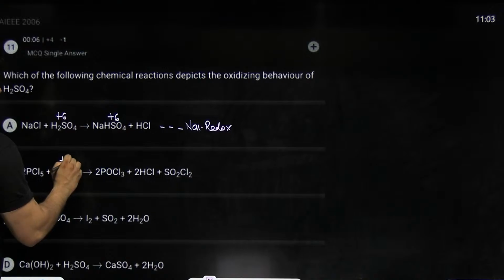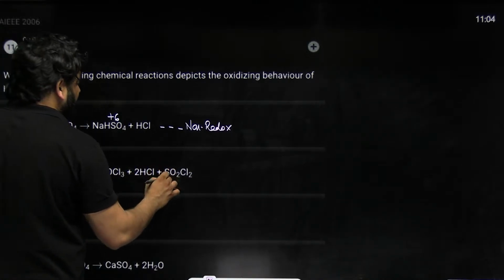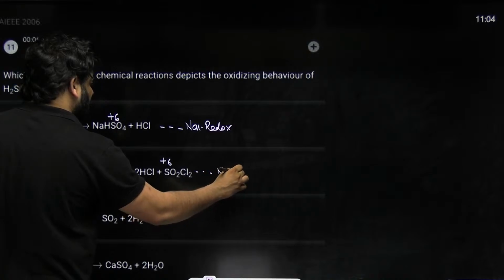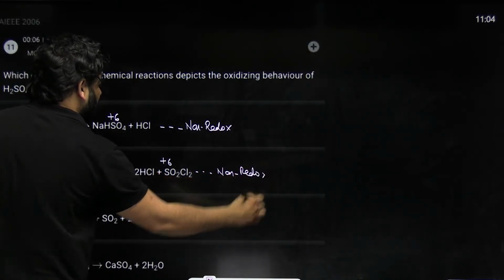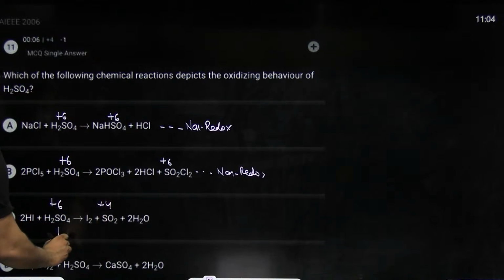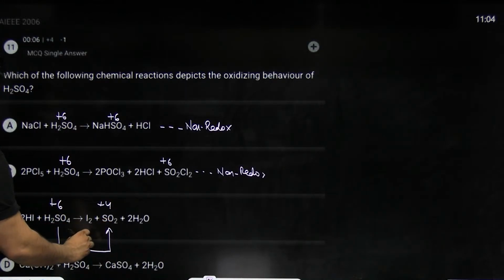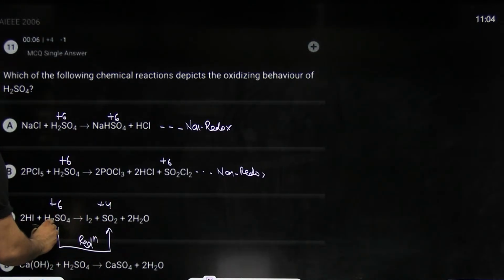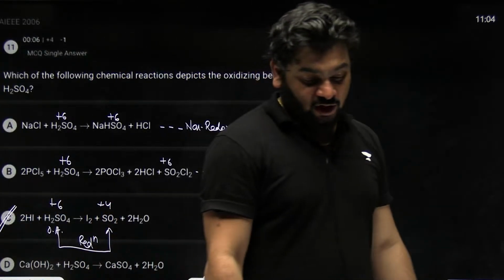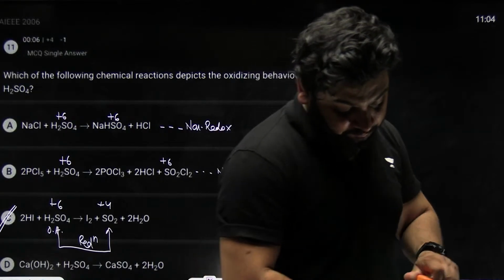Somewhere where you can find it undergoing reduction, there only you can find it. SO2Cl2 is also +6. Non-redox. Non-redox. +6, +4. Here we can see reduction is happening. If something is undergoing reduction, it will work as an oxidizing agent. C is the correct answer. So can you find the correct answer, everybody?